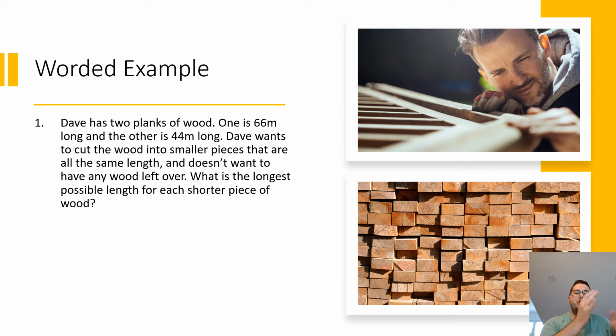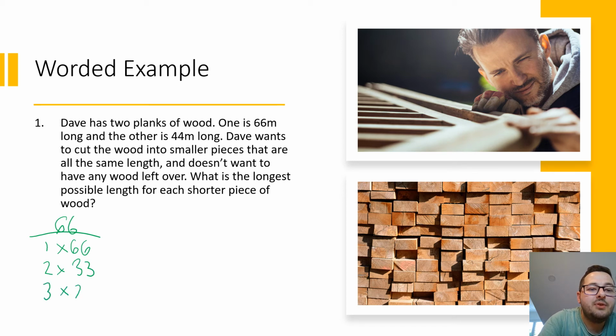So we want to be able to cut each plank into equal pieces so that they're all the same, but what is the longest that we could do? All right, so again, this is just a highest common factor question. So let's just start off with this 66 and let's write its factors. So this is 1 times 66, 2 times 33, 3 times 22, or 6 times 11. I think that's all of them.